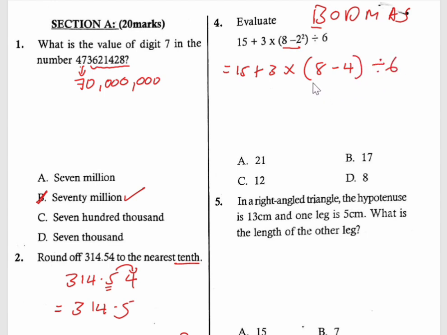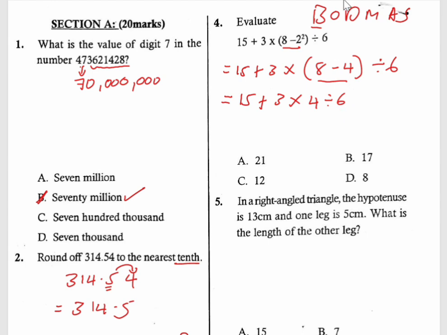I'm going to do what is inside the bracket. What is 8 minus 4? 8 minus 4 is 4. So this becomes 15 plus 3 multiplied by 8 minus 4, which is 4, and on the other side, divided by 6.